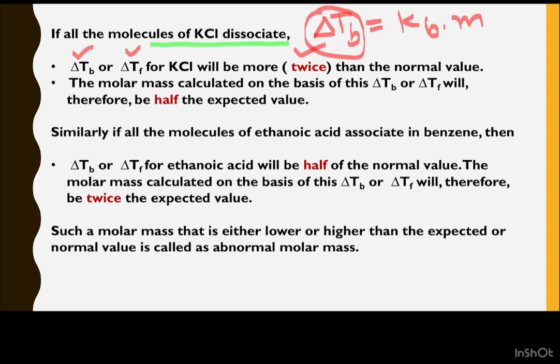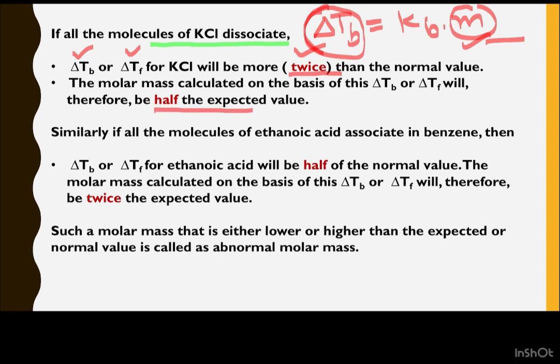Why so? Because here it is molality, number of moles of solute divided by kilograms of solvent. Number of moles of solute means given mass of the solute divided by molar mass. So molar mass will be in the denominator here. This delta TB will be inversely proportional to the molar mass of the solute. So if delta TB or delta TF is coming out to be twice, the molar mass has to be half of the expected value.